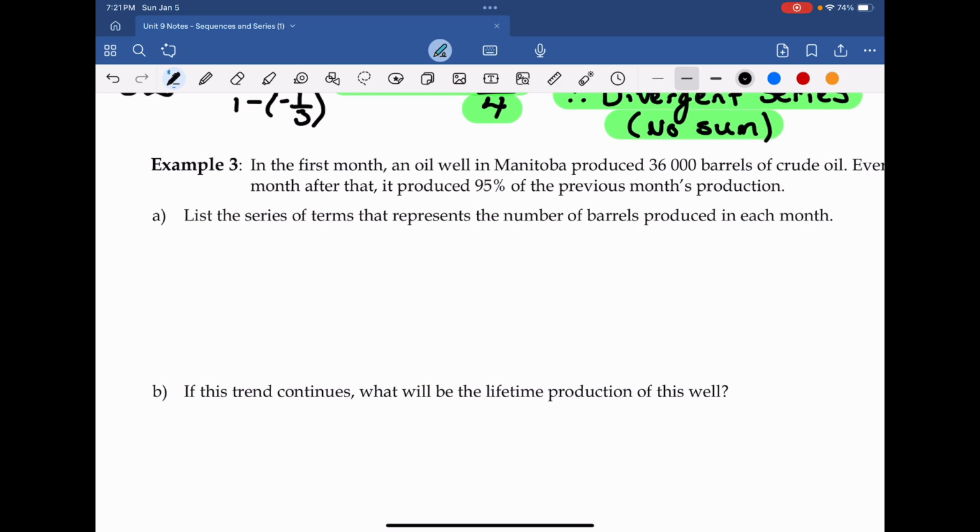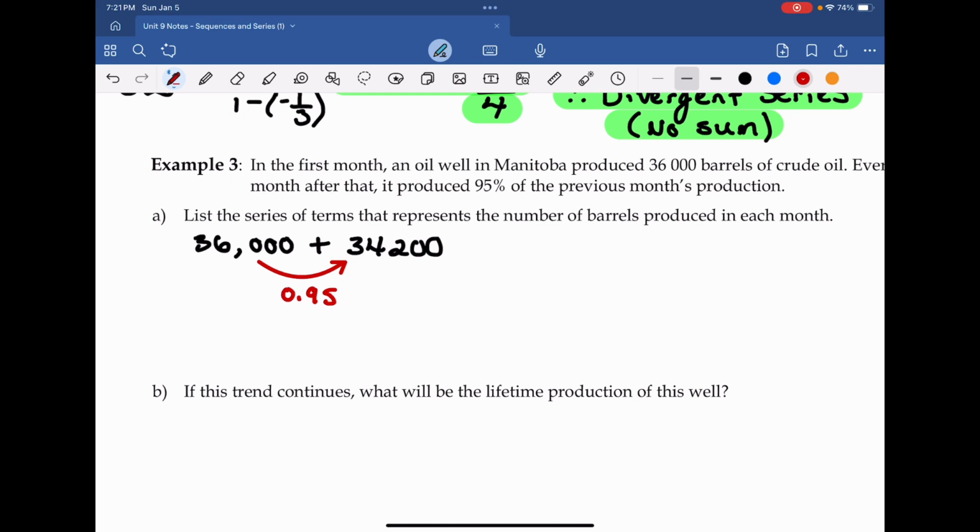Now, they want us to list out the terms in this given series that represent the number of barrels produced. So first and foremost, in the first month, they said they produced 36,000. Easy peasy. Plus, we're going to add up the next month's barrels. To do that, here's what we do. The value we're going to get is 34,200. How did I get that? I take this first value, which is 36,000, and you multiply it by 0.95. When you multiply any number by the decimal format of its overall percentage, you're going to figure out that this will give you the next value.